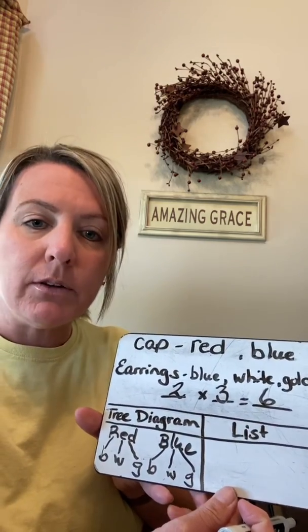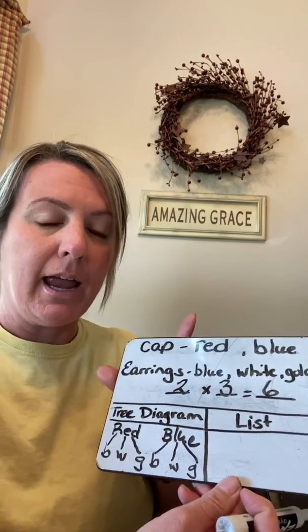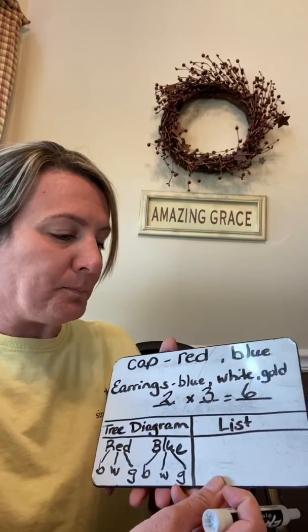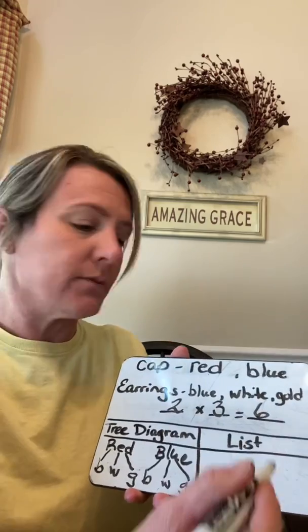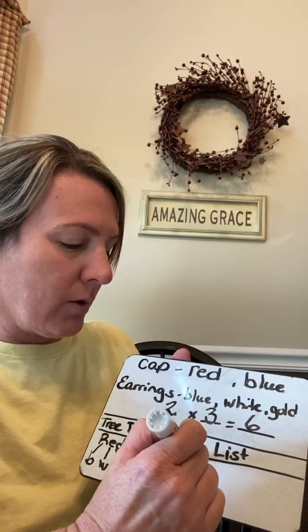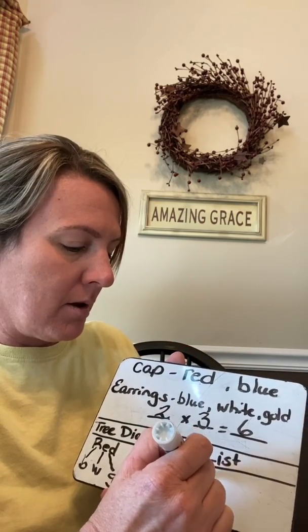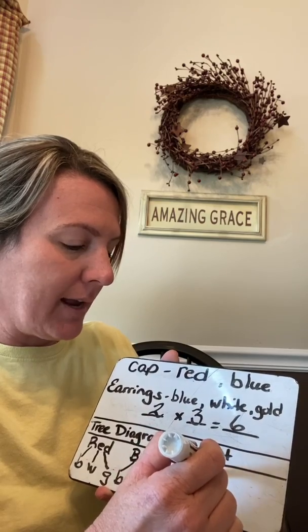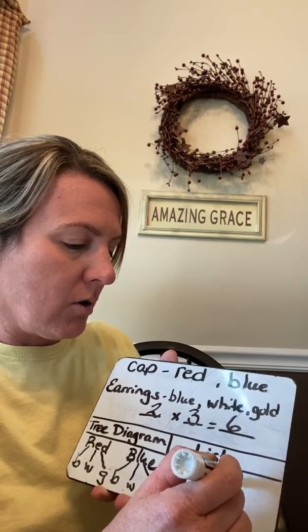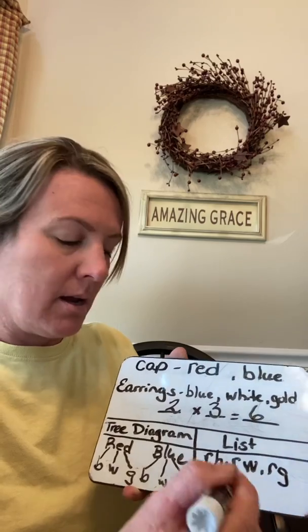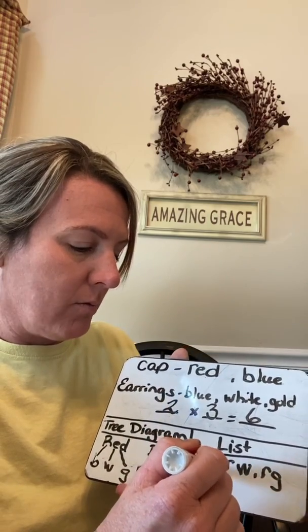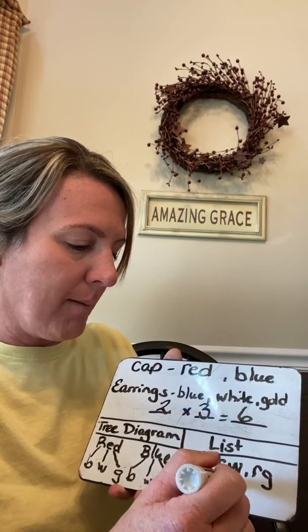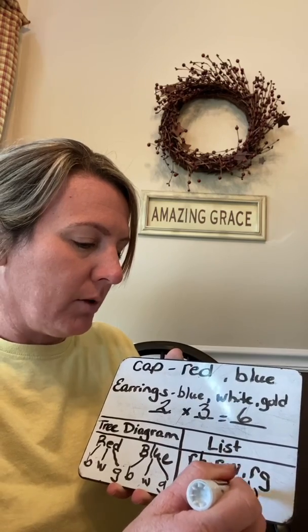Now, another way we can do this is we can make a list, okay? A list is quite simple. I'm just going to use abbreviations for sake of time. So I could do a red cap with blue earrings, a red cap with white earrings, or a red cap with gold earrings. I can do a blue cap with blue earrings, a blue cap with white earrings, or a blue cap with gold earrings.